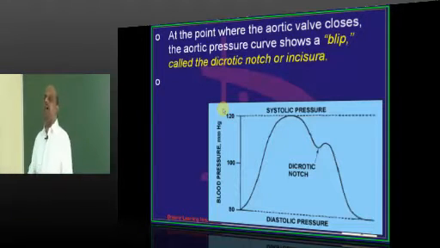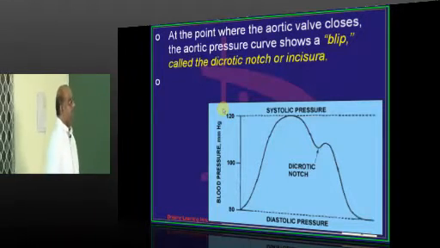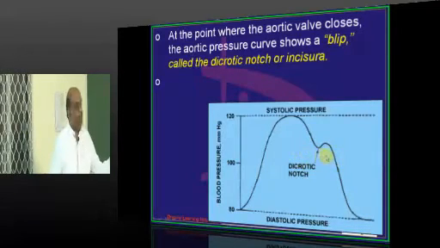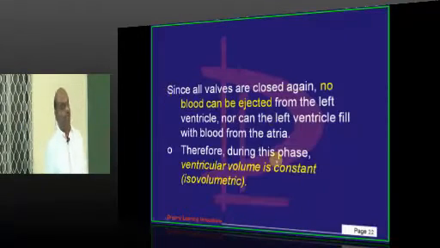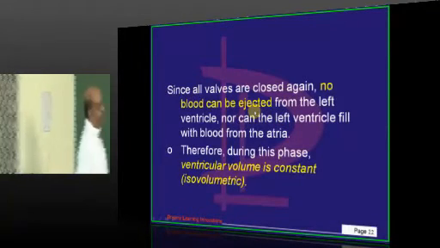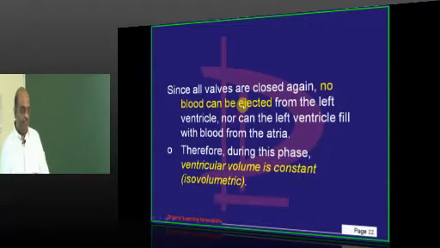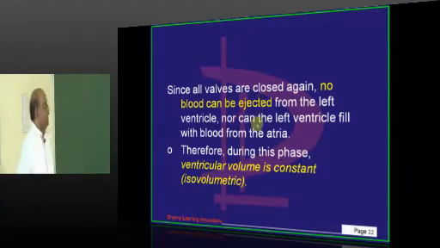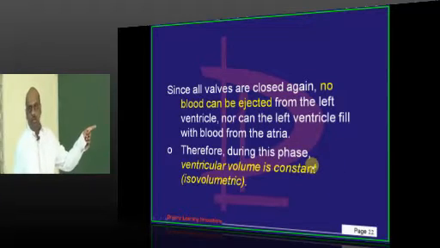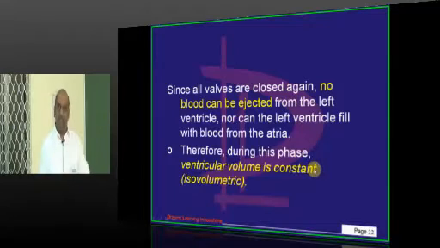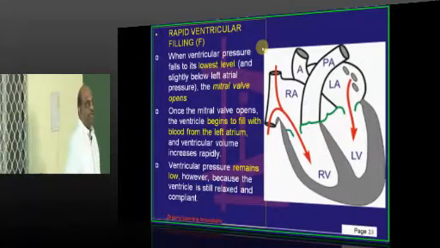Then when the aortic valve closes, the aortic pressure curve will show a small blip, which is called the dicrotic notch or incisura, is what you need to remember. And because all the valves are in a closed state, aortic valve in front and mitral valve behind, the volume of the blood is typically not altered, only pressure will fall down. That's the point of interest. Hence it is called isovolumetric.